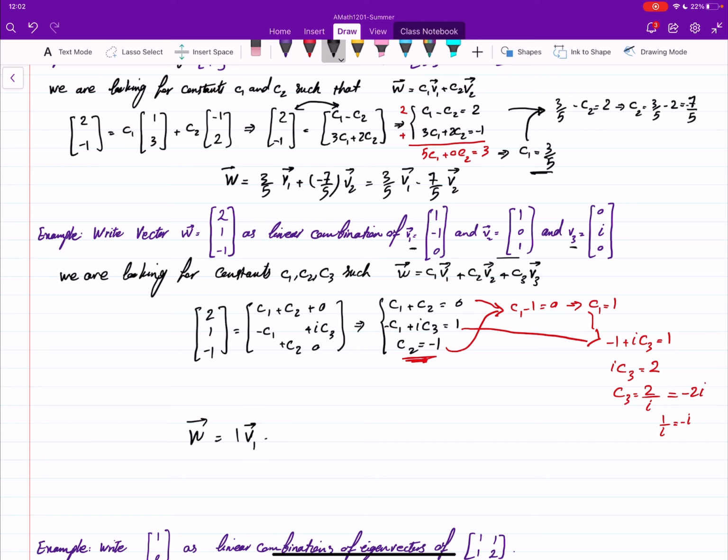W is 1 times V1 plus negative 1 times V2 plus negative 2i times V3. And then this is V1 minus 2V2 minus 2i V3.